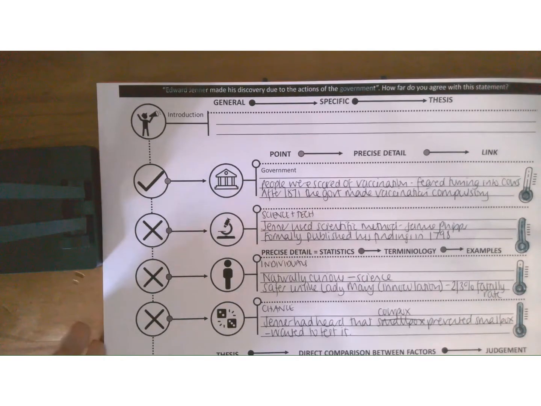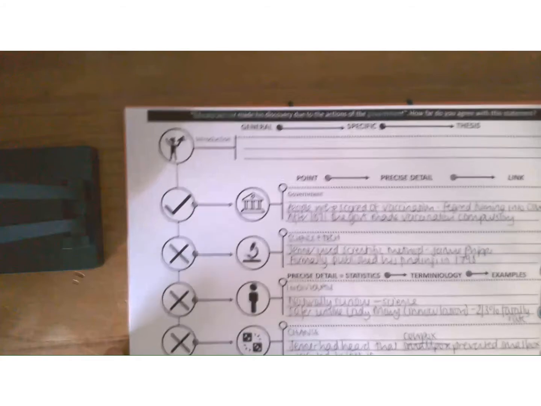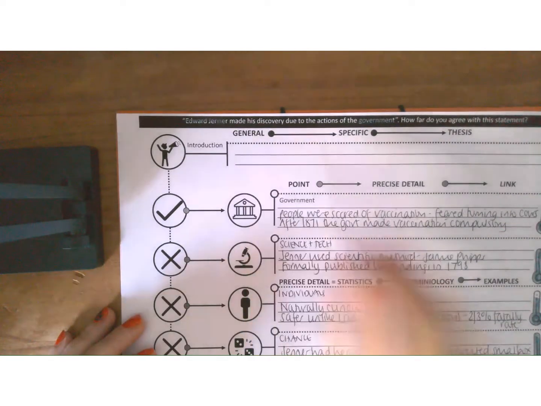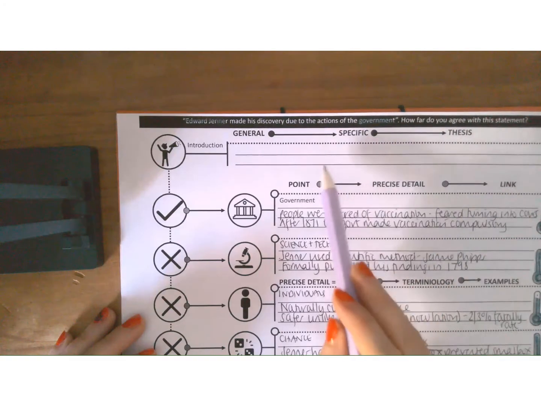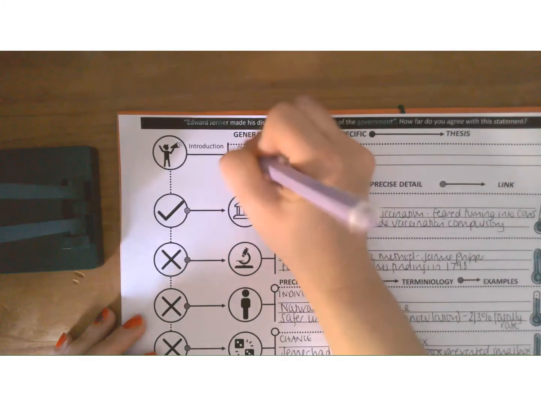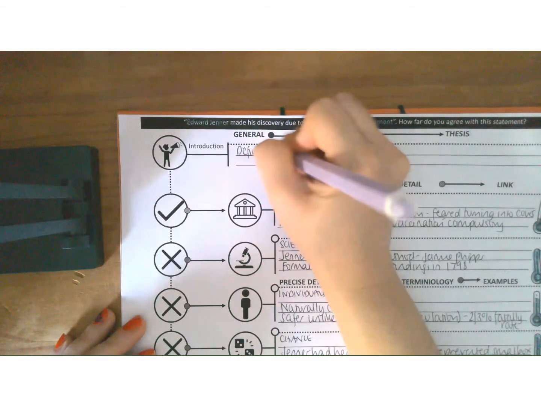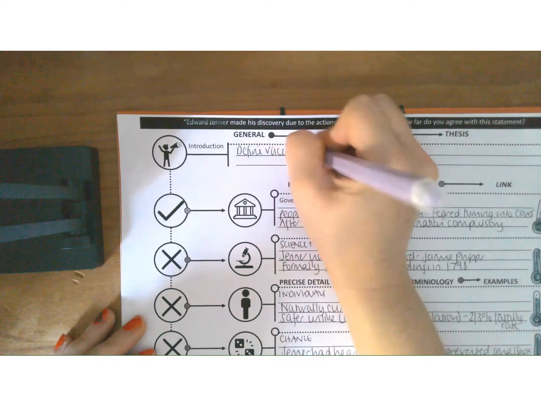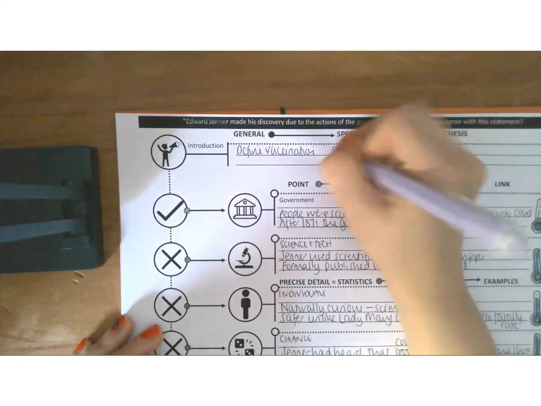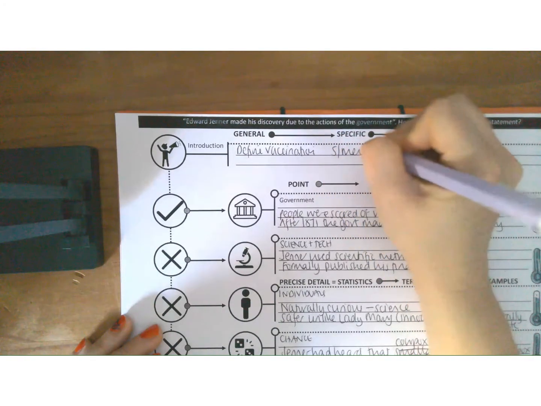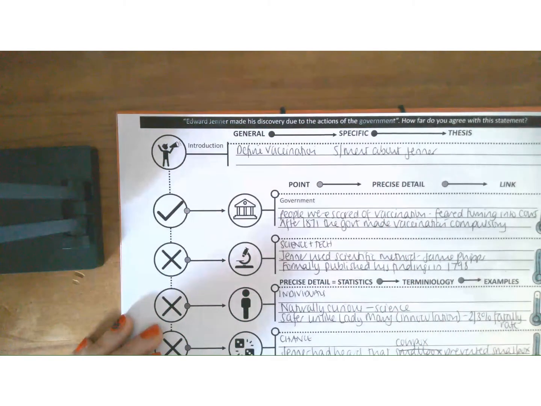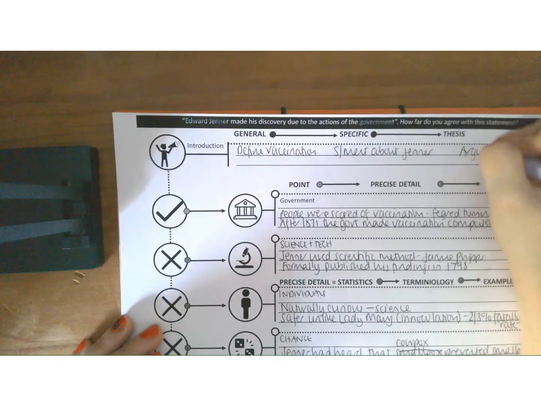Now, when we come to write our introduction and our conclusion, what we need to think about, and we'll demonstrate this in a moment, is what's called the GST structure. Okay, so introductions start with a general statement. Okay, so you could define what vaccination is. Then we need to have a specific statement. Okay, so we would have some sort of statement about Jenner. And then we would have our thesis. Okay, and our thesis would be our argument.